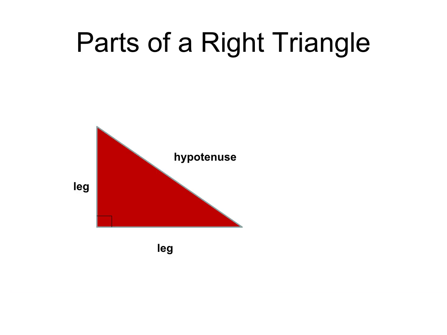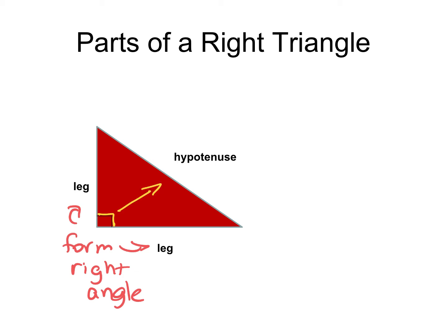All right, next. So here, before we can start talking about this 3rd shortcut that we're going to learn, we need to know the parts of the right triangle. So the 2 sides of the triangle that form the right angle are called the legs. So these 2 form the right angle. The hypotenuse is always directly across from the right angle, and it's always the longest side of the triangle.